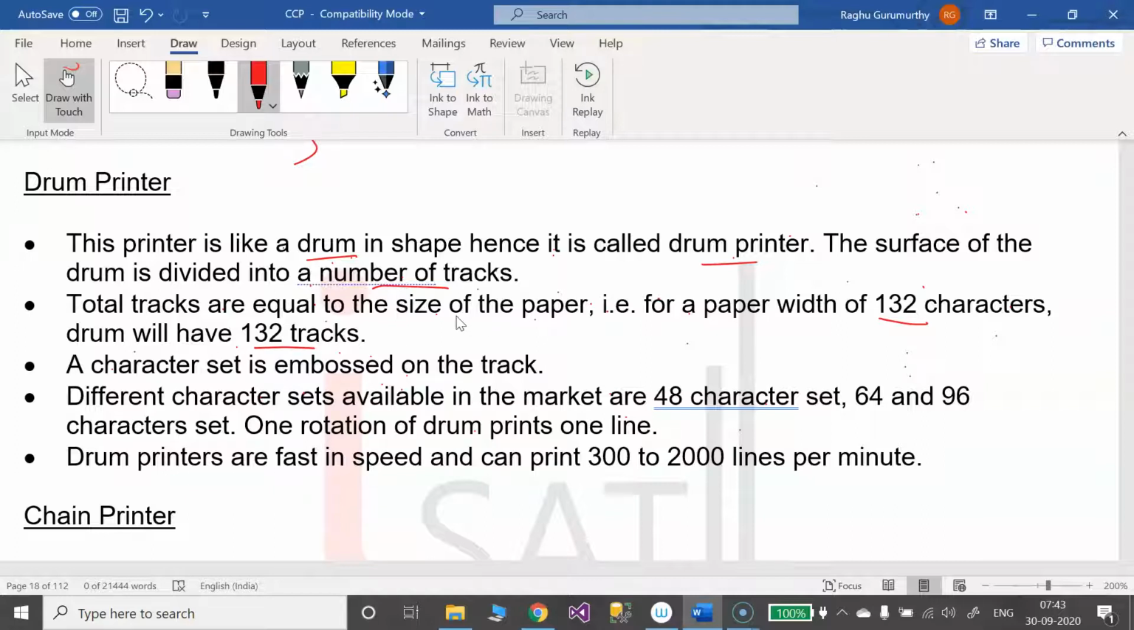Okay. So later a character set is embossed on the track. The characters that need to be printed on paper are set on that track. Different character sets available in the market are 48, 64, and 96 characters. Okay, this is the character set. One rotation, this point is important, one rotation of the drum prints one line. Drum printers are fast in speed and can print 300 to 2000 lines per minute. Got it? This is what they are telling with respect to drum printers.